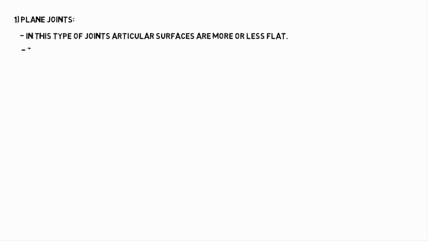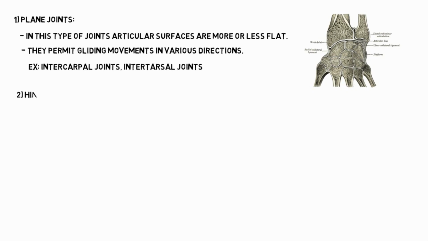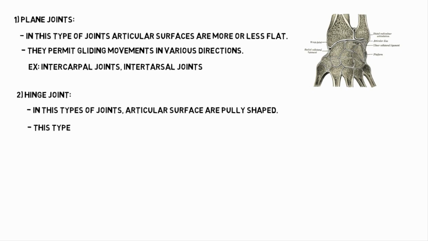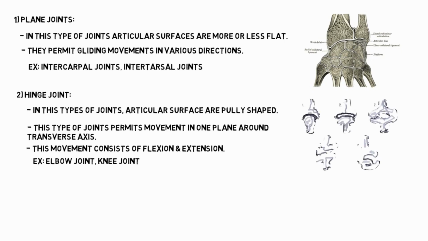First one is the plane joint. In this type of joint, articular surfaces are more or less flat. They permit gliding movements in various directions. Examples are intercarpal joints and intertarsal joints. Next is the hinge joint. In this type of joint, articular surfaces are pulley shaped. This type of joint permits movement in one plane around a transverse axis. These movements consist of flexion and extension. Examples are the elbow joint and knee joint.